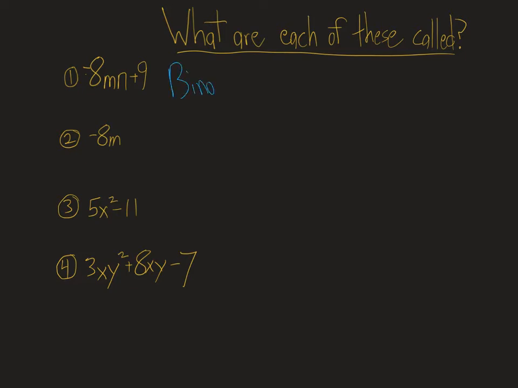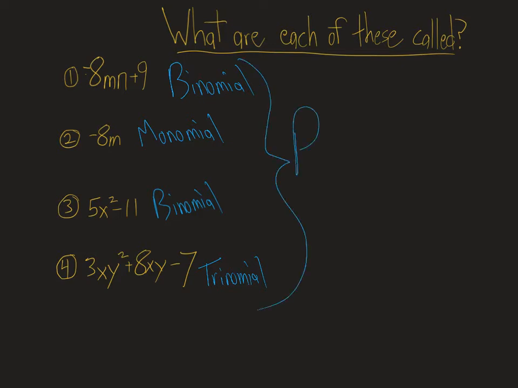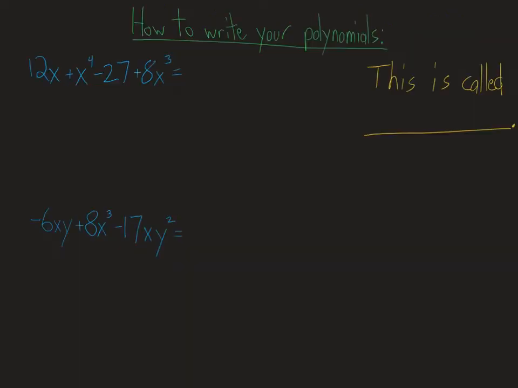Okay. We've got a binomial there. We've got a monomial there. We've got another binomial there, and we've got a trinomial there, and of course all of them together are also known as polynomials. All right, let's start working these.